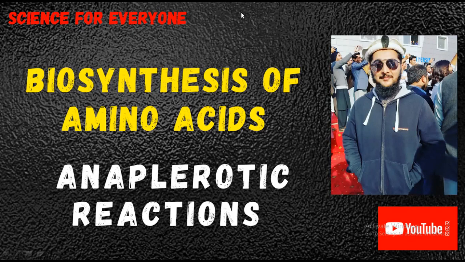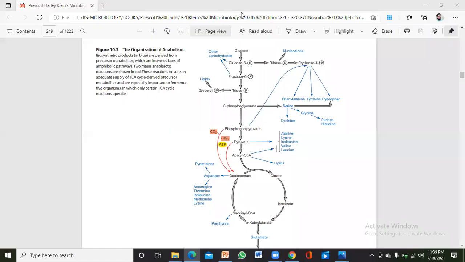First of all, I want to show you a diagram that is very much related to this lecture. Just look here, this is a typical diagram involved in the biosynthesis of amino acids. For example, this is an aerobic microorganism. It is using oxygen. And if I highlight it, just look here.